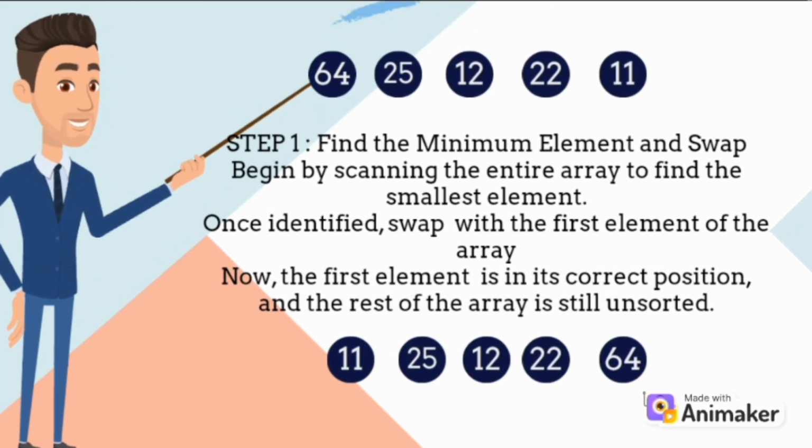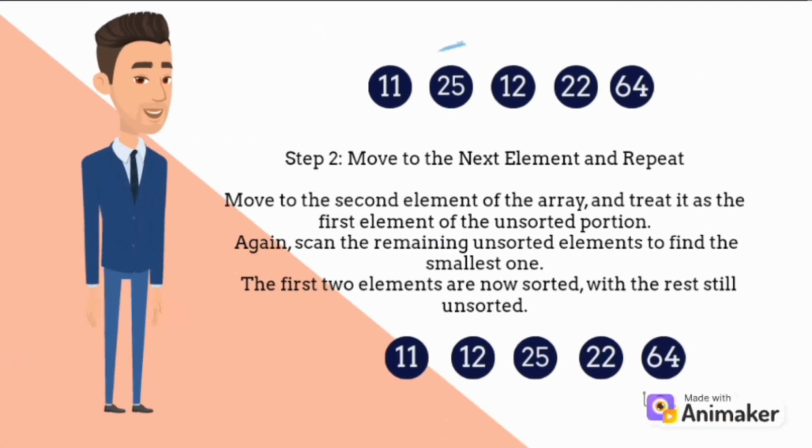Let's start by considering the entire array as unsorted. The first task is to find the smallest element in the unsorted array. Look at each element one by one, comparing them to determine which is the smallest. Once the smallest element is found, swap it with the first element of the array. For example, in the array, the smallest element is 11. Swap 11 with the first element 64. The array now looks like 11, 25, 12, 22, and 64.